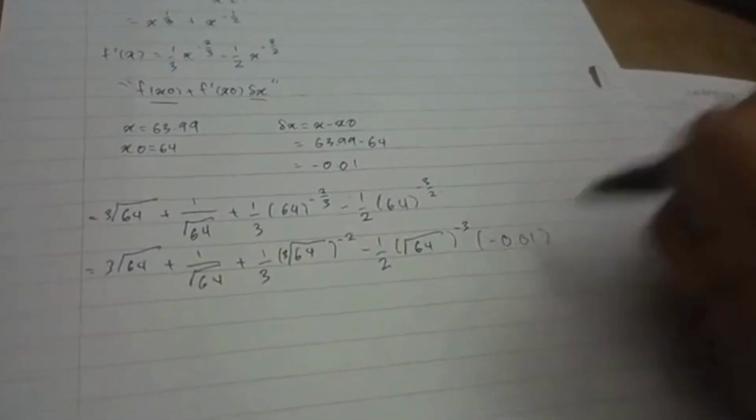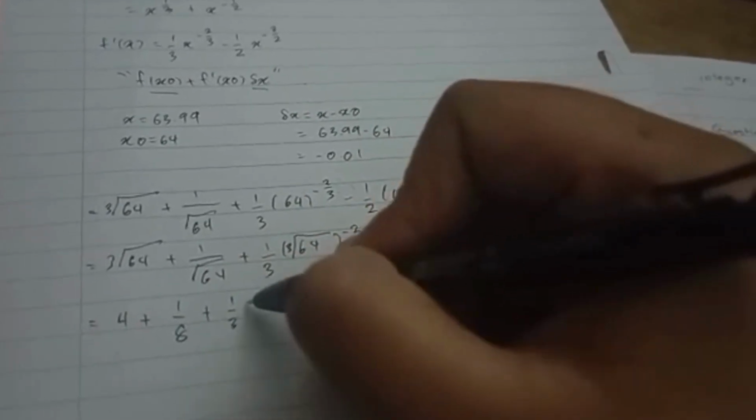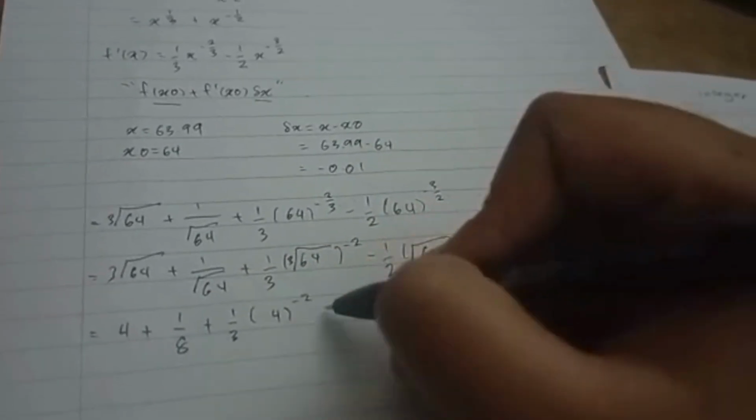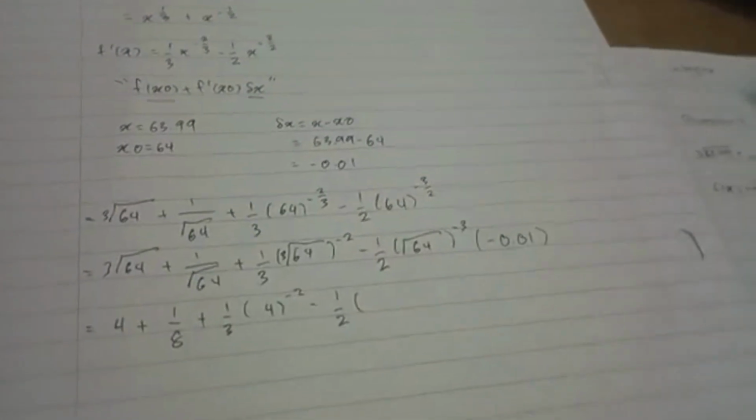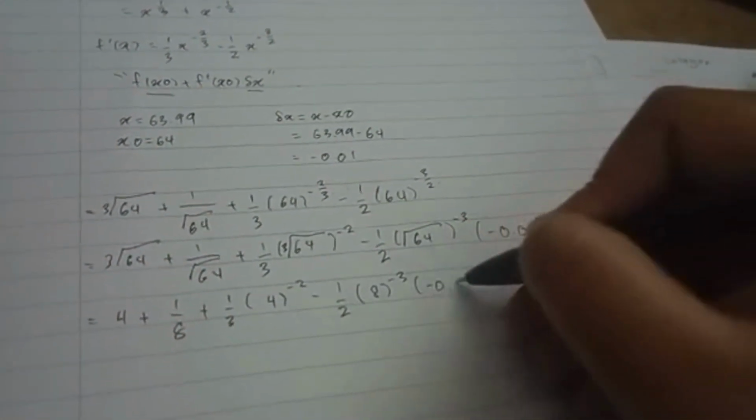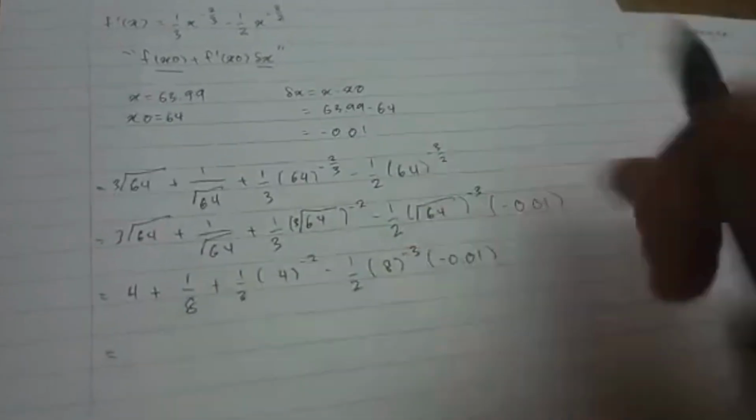Times negative 0.01. Okay. Then we solve all of this. We got 4 plus 1/8 plus 1/3 times 4 to the negative 2, negative 1/2 times 8 to the negative 3. Let's copy that. Okay, then solve these two first. We got 33/8. Then we solve both of these.